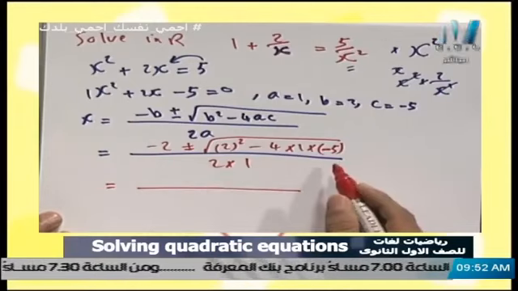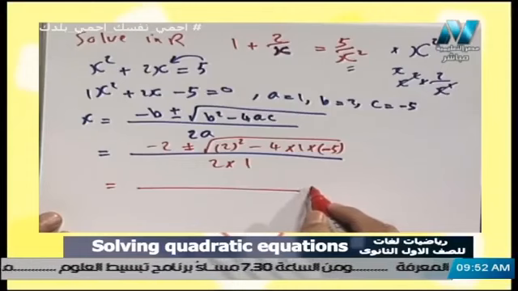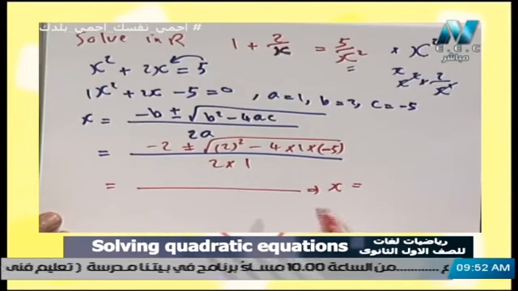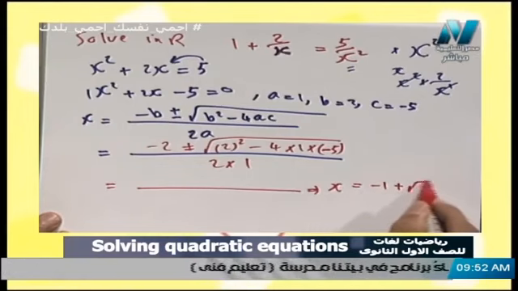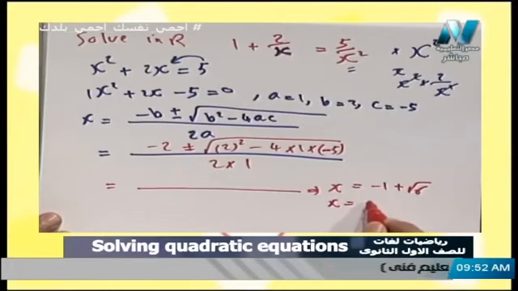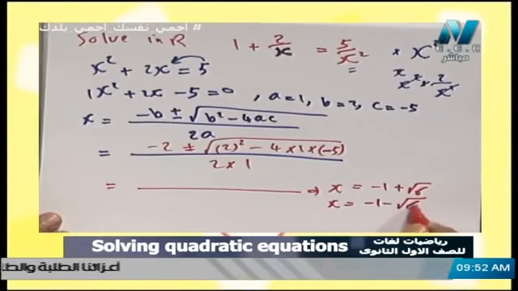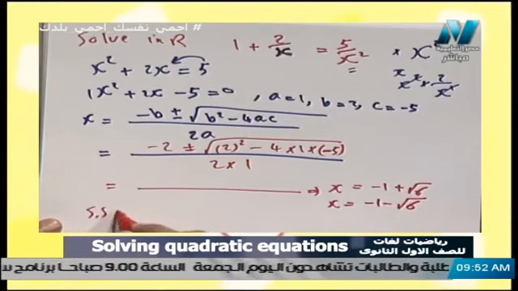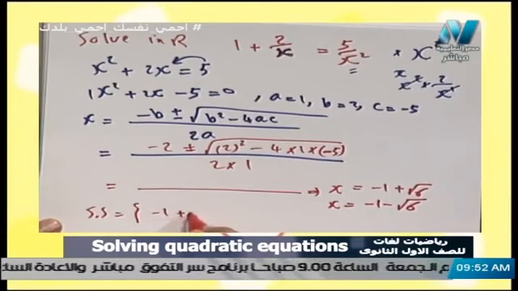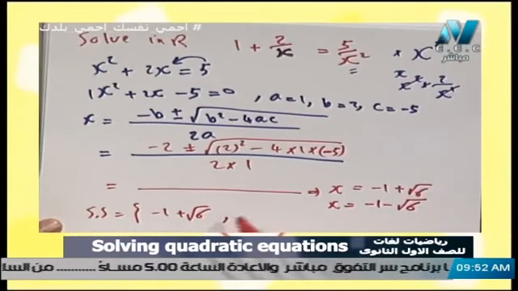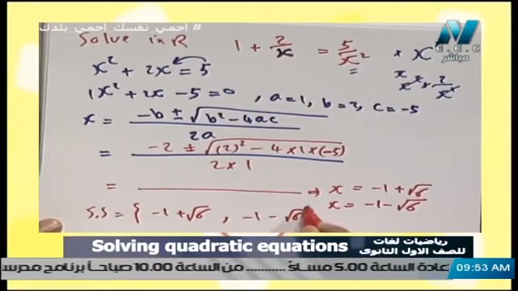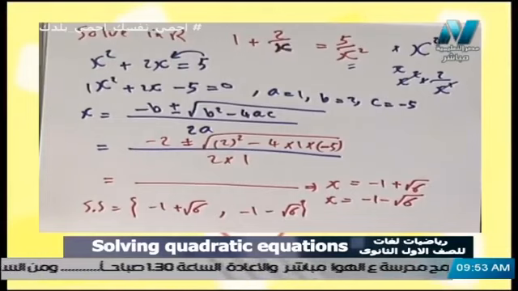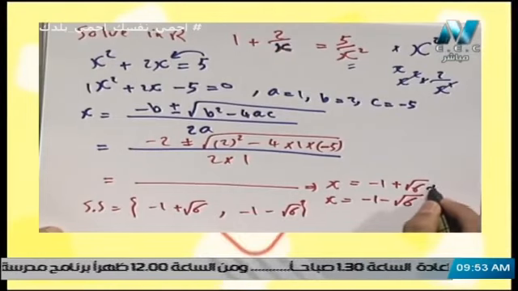So if we use a calculator, the first x will be negative 1 plus root 6, and the other x will be negative 1 minus root 6. And notice that they are conjugate, so we can write the solution set as negative 1 plus root 6 and negative 1 minus root 6, or we can put it in decimals, approximating to the nearest two decimals.